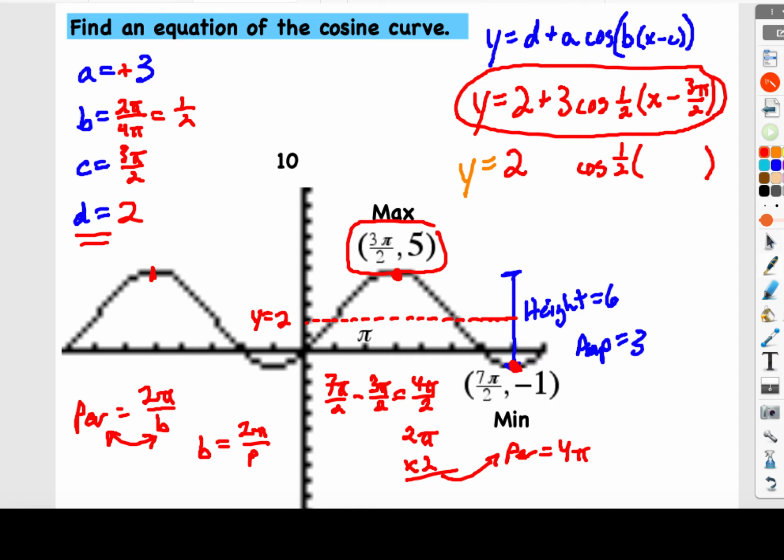However, if we wanted to, let's say we started at this minimum instead. Well, that means that our c value would change to 7 pi over 2, right? And in that case, we're starting at a minimum. That means that the a value needs to be negative, even though it's still going to be 3 units, right? The amplitude is still 3. But again, that would also be a perfectly good equation of our graph. It depends on if we start at the max or the min. And again, you could have also started at a different minimum point or a different maximum point.